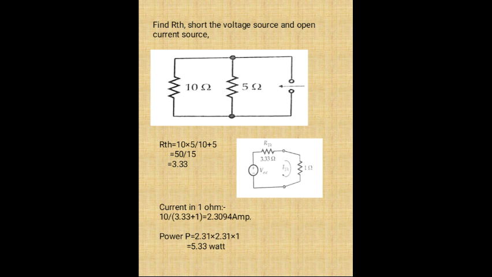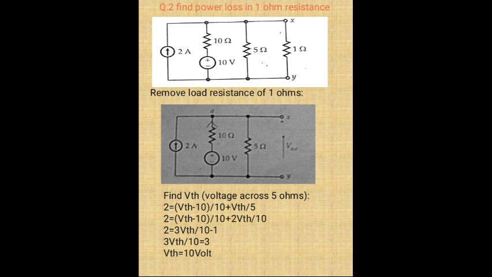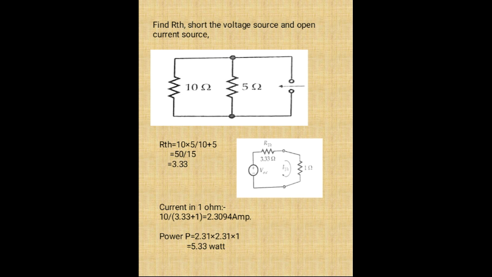Now we have to find RTH. To find the value of RTH in the given network, we remove the source of 2 ampere from the circuit and its terminals are open, and the voltage source of 10 volt is shorted. So there are only two branches of 10 ohm and 5 ohm which are in parallel. So RTH is the parallel of 10 and 5 ohm. So the value of RTH will be 10 into 5 upon 10 plus 5, that is 50 upon 15. Its value is 3.33 ohm.